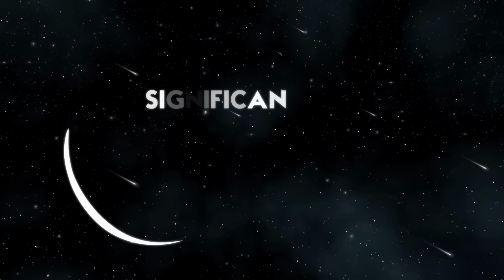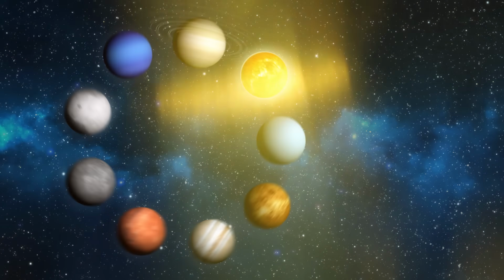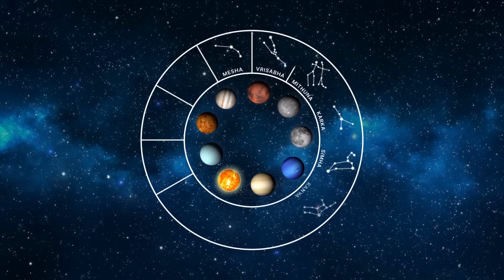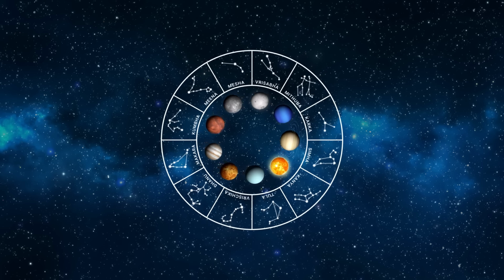I want to give you some knowledge about astrology. It is a science. 9 planets, 12 constellations, which is made up of 27 stars.